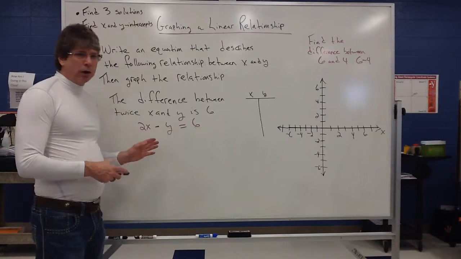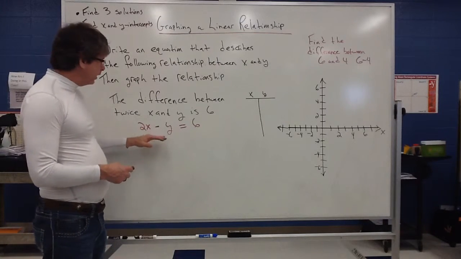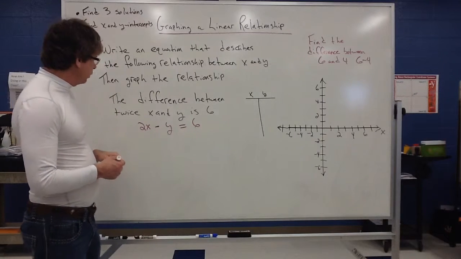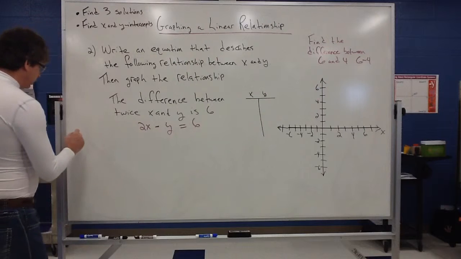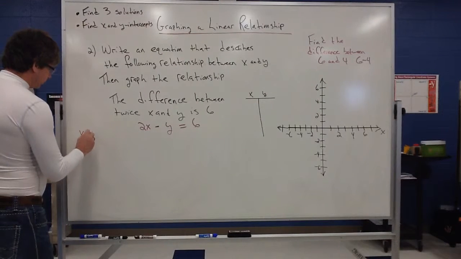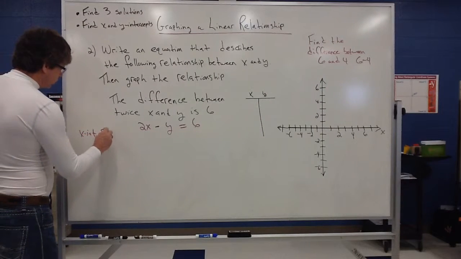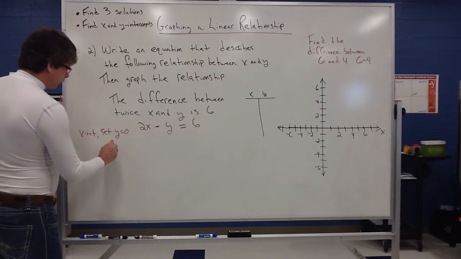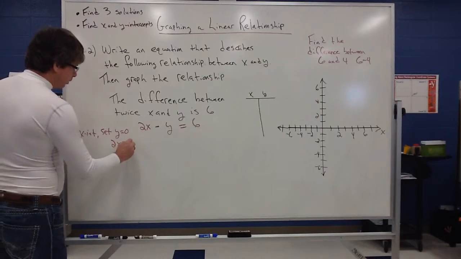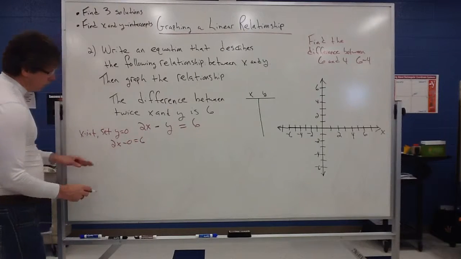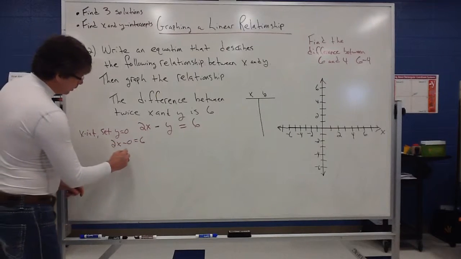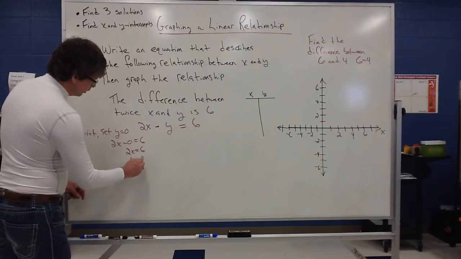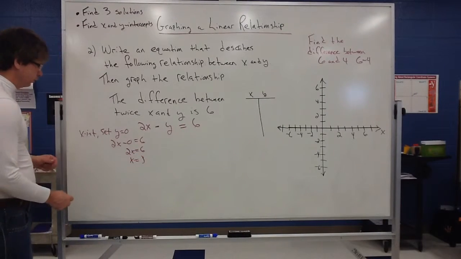Now, since x and y are on the same side, I find it easier to just go ahead and use the x and y intercepts. So remember, to find the x intercept, we set y equal to 0. So we have 2x minus 0 is equal to 6, and that just falls out of the problem. So we have 2x is equal to 6. Therefore, x would equal 3. 2 times 3 would be 6.